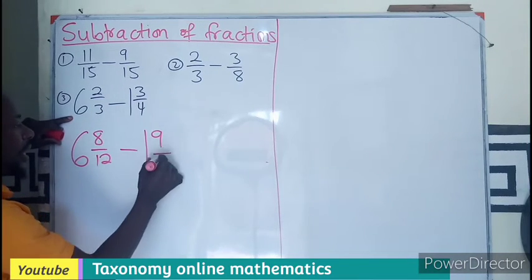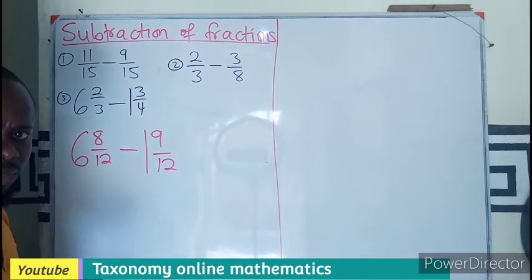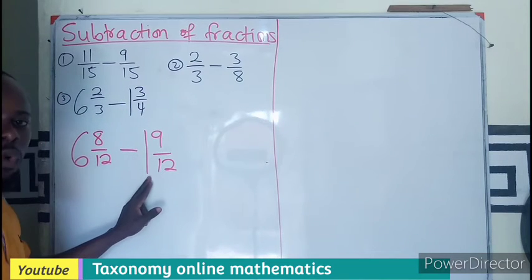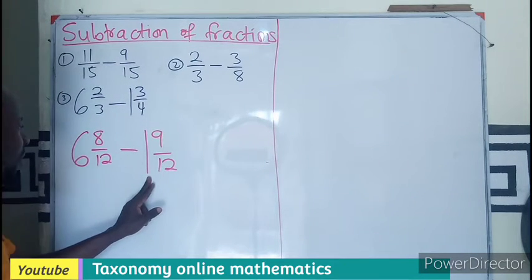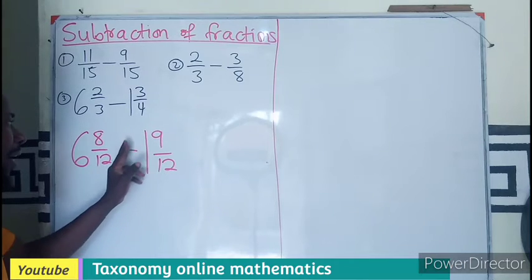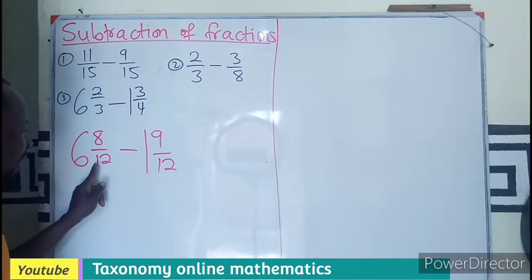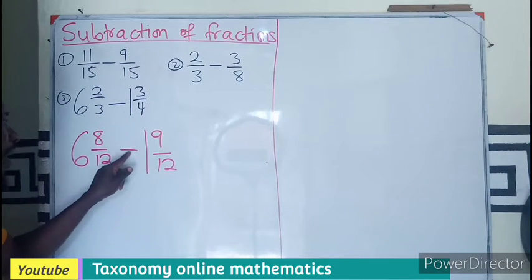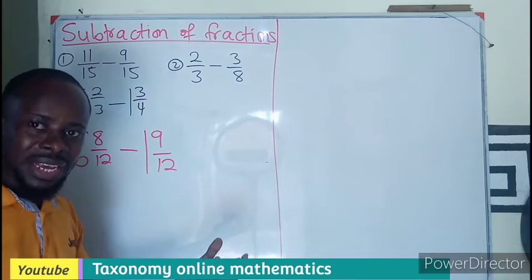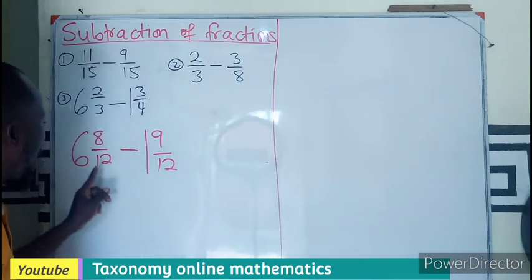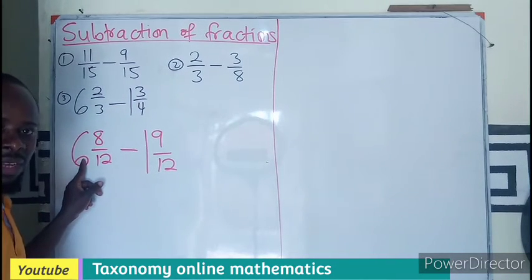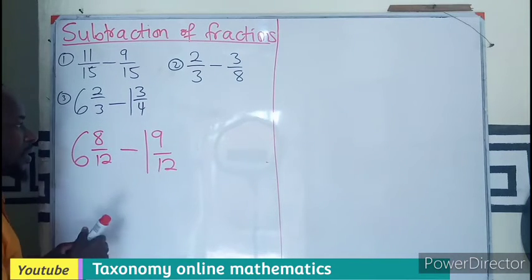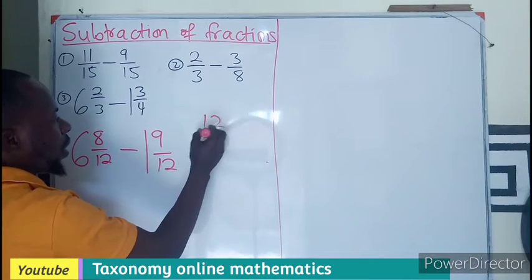9 over 12. So this is a 6 whole number minus one whole number. We can get an answer. Then this is going to be a fraction minus a fraction. But since they have the same denominators, I expect to have 8 minus 9, which will be a negative value. So I need to borrow from 6. Any number you borrow from here, if I borrow 1, it means I am borrowing 12 over 12.